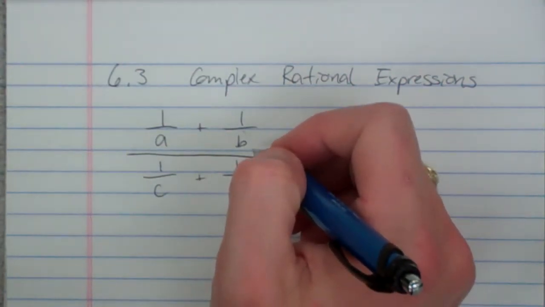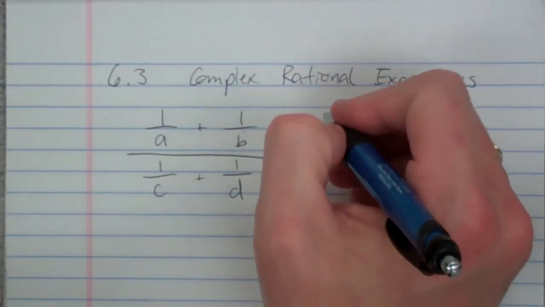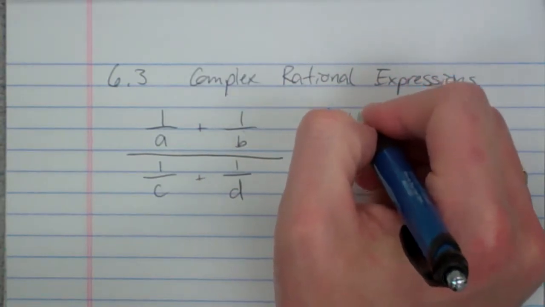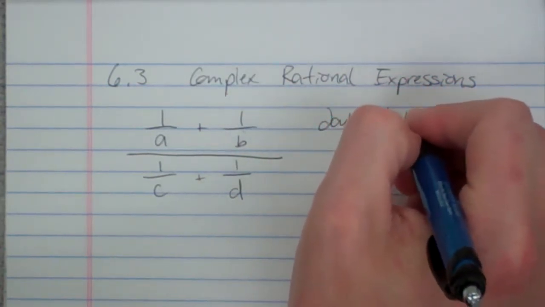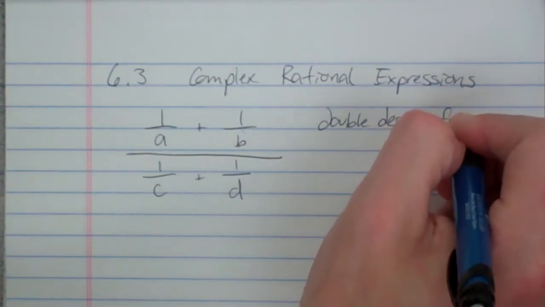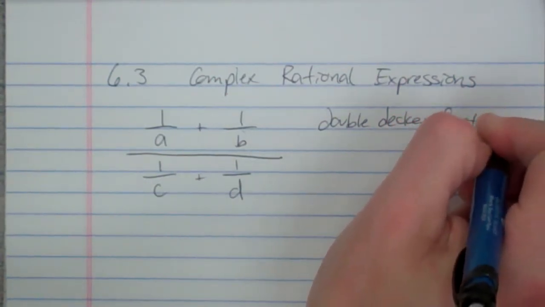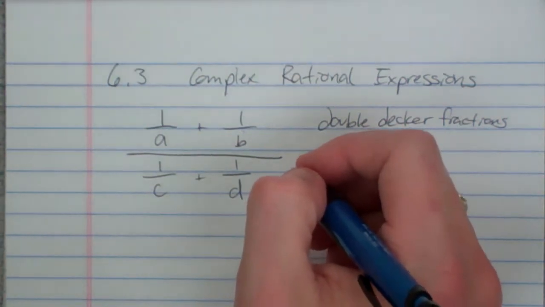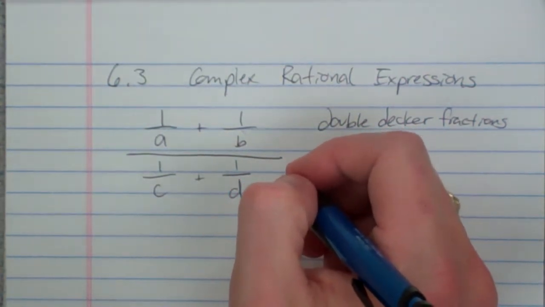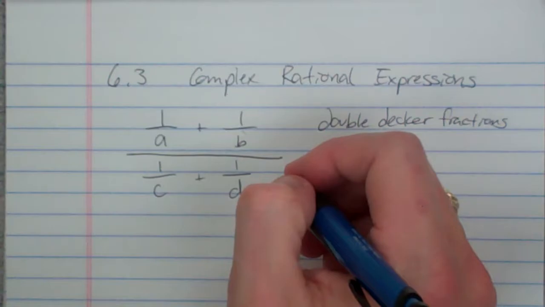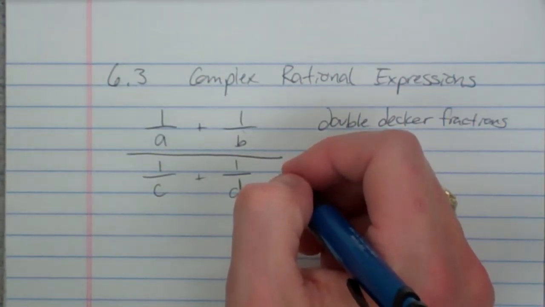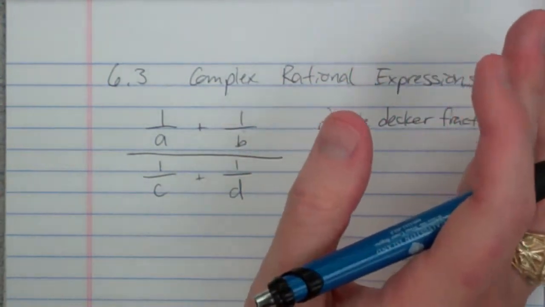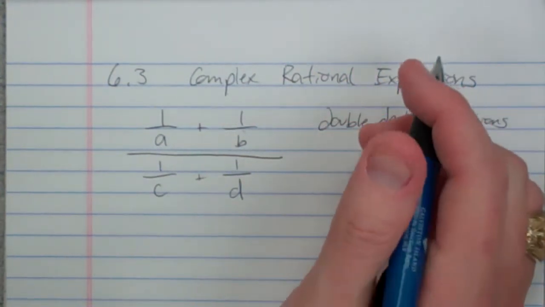Now, I think that's kind of a difficult name to use, and so I like to call them double-decker fractions. And that's what we'll call them throughout the class. So what we're going to talk about today is how to solve these double-decker fractions. Now they look kind of challenging, but they're actually not that difficult. We solve them similarly to how we've solved other things.